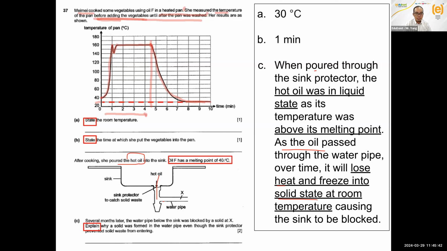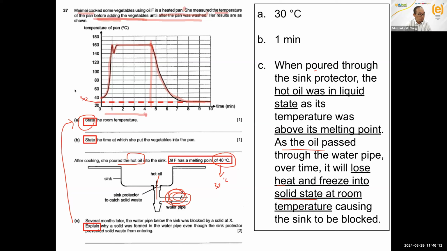At room temperature, right? Because remember, you link part C to part A. What is the room temperature? Room temperature is 30, right? So when the room temperature is 30, will the hot oil still be in liquid state? No more, right? Because below 40 degrees Celsius, at 30 degrees Celsius, this will be in solid state. So that's why there will be a choking at this part. Okay?